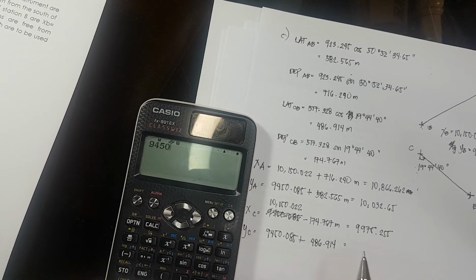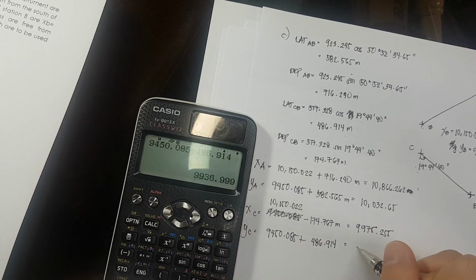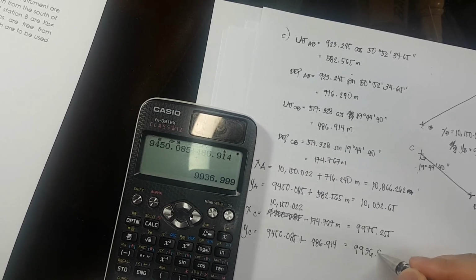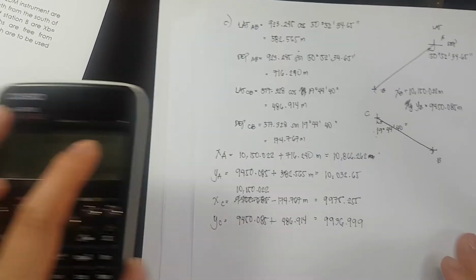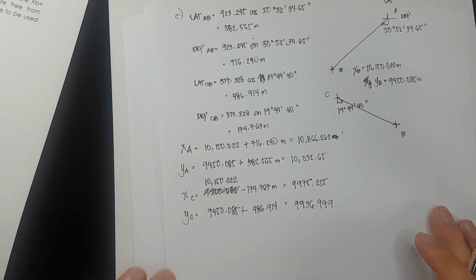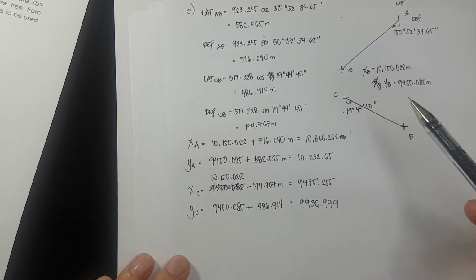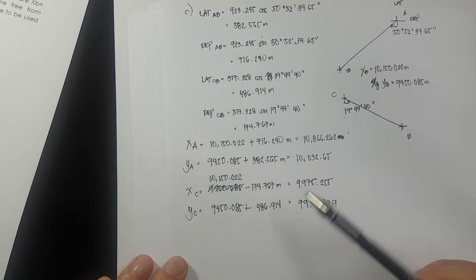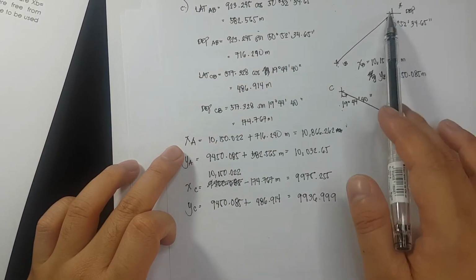And we have here 9,450.085 plus 486.914. So 9,936.999. Okay? There is a way to check whether our answer is correct. Using the distance formula, x2 minus x1 squared plus y2 minus y1 squared, then get the square root. Okay? So kunin natin si AB.